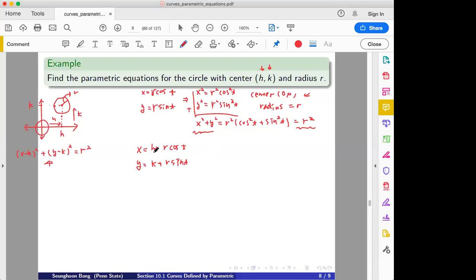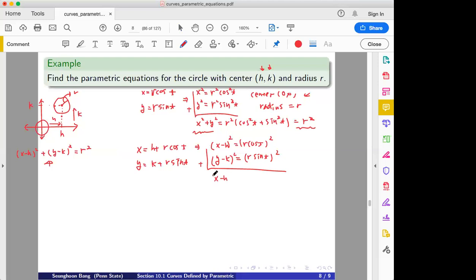So they're not difficult. You have to subtract h from both sides from here. So we have x minus h equals r cosine of t. Subtract k from the second equation. The y minus k equals r sine of t. You can square both sides. And square both sides. What happens? Next, add.